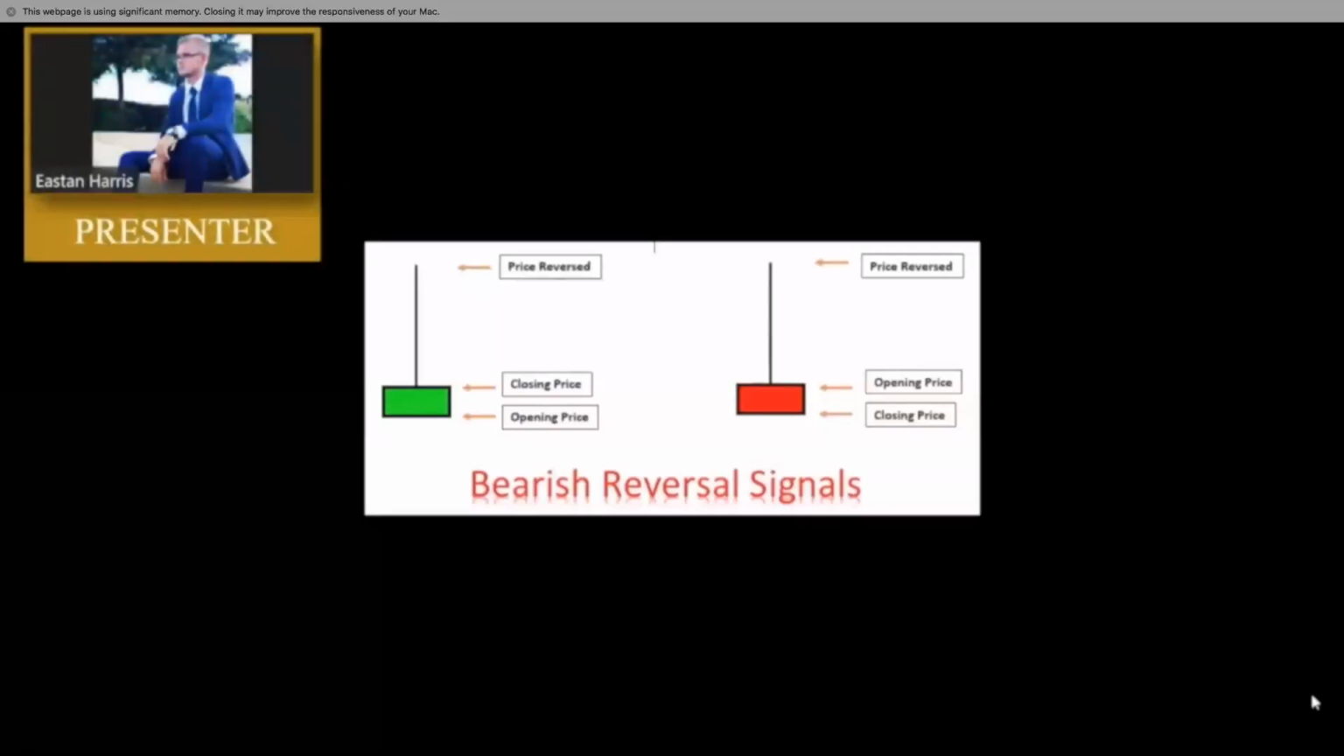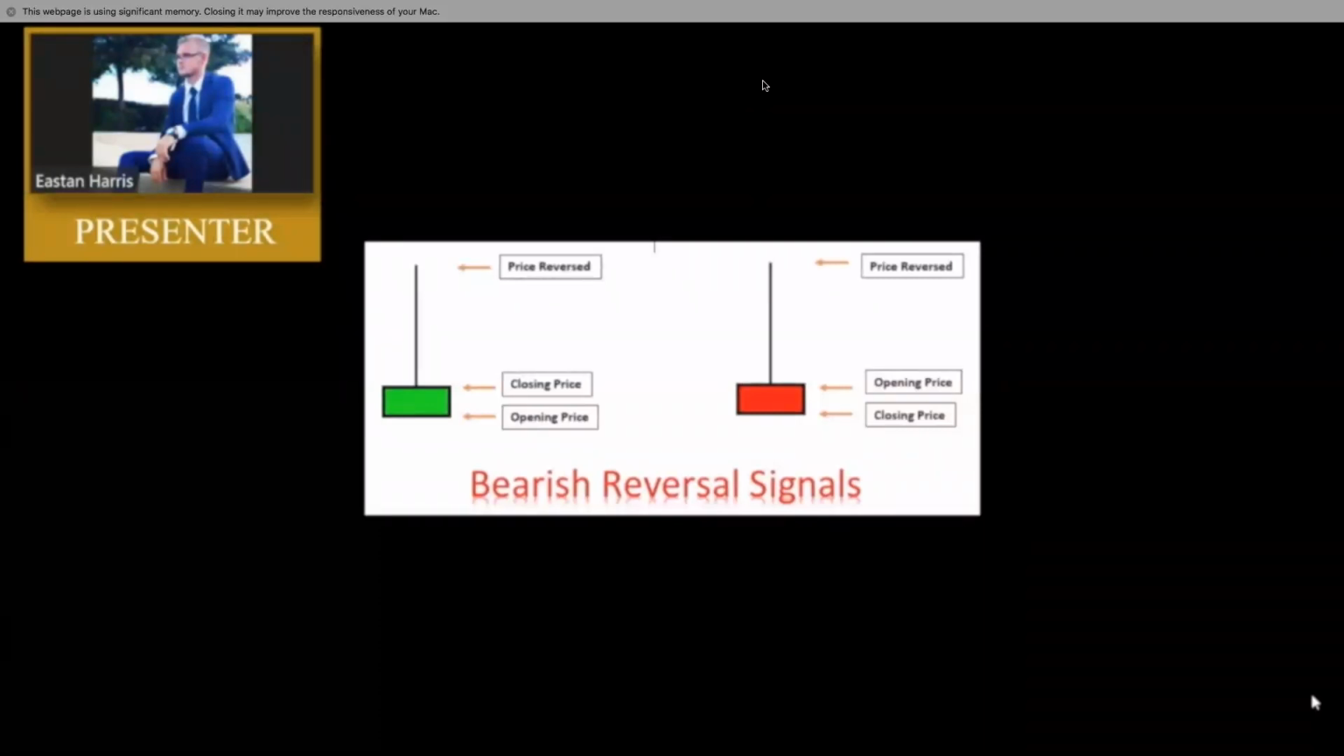My name's Easton Harris, and one of the first candlestick formations we're going to be looking at are these bearish reversal signals, also known as exhaustions. Okay, so if you look at the candlestick on the left, you can see that the opening price is at the bottom of the candle and the closing price is at the top of the candle.